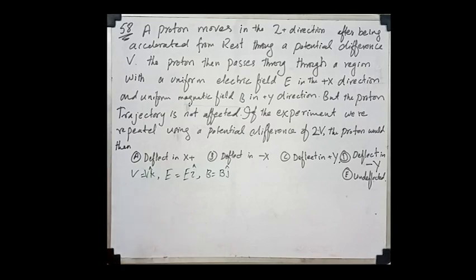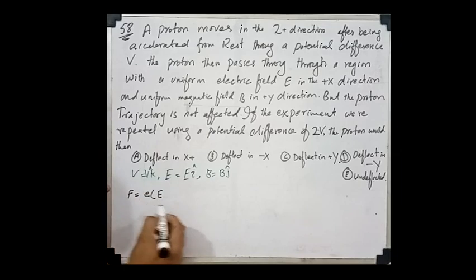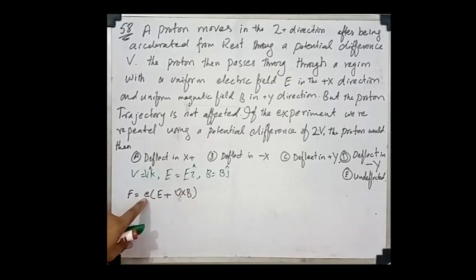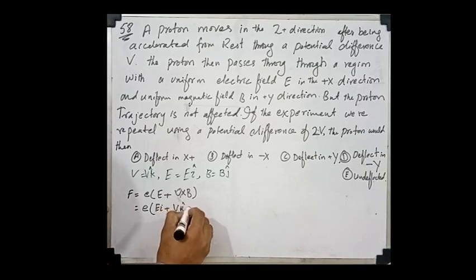So we have an electromagnetic field region. In the electromagnetic field region, the force is always equal to e into E plus e into v cross B. This is the force on a charged particle of charge e when it is moving in E plus v cross B field. So we use E in the i direction, plus v in the k direction, multiplied by B in the j direction.